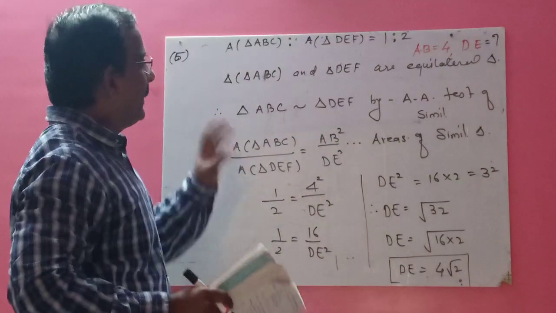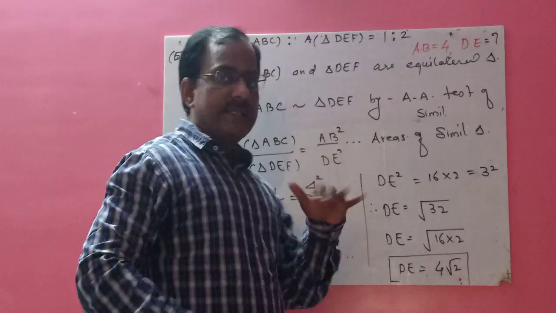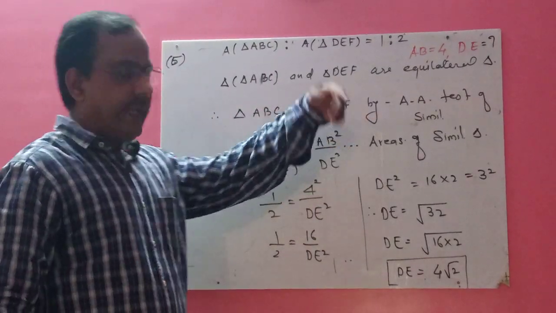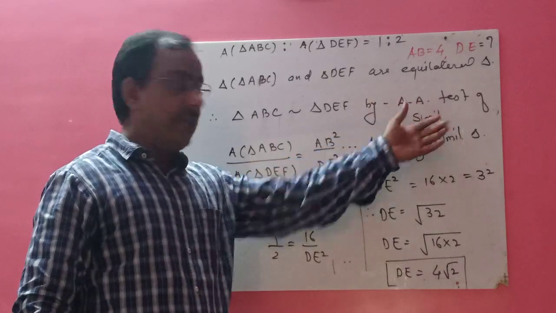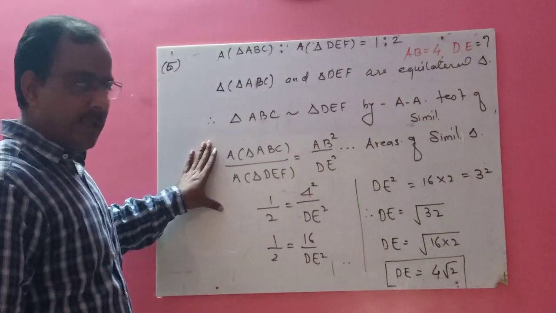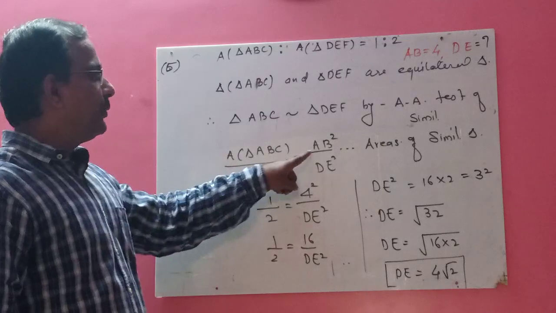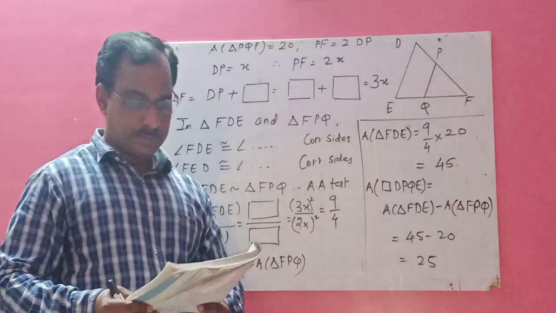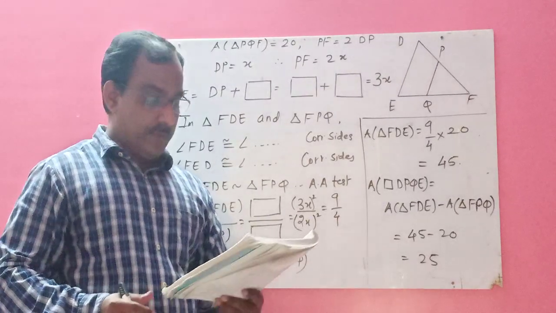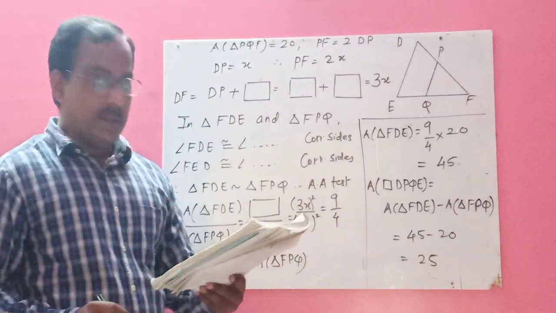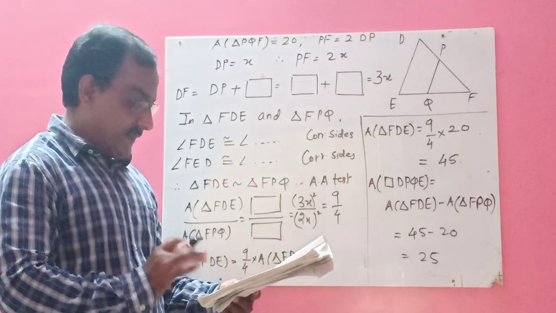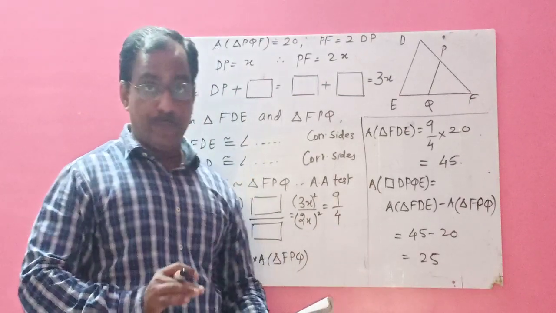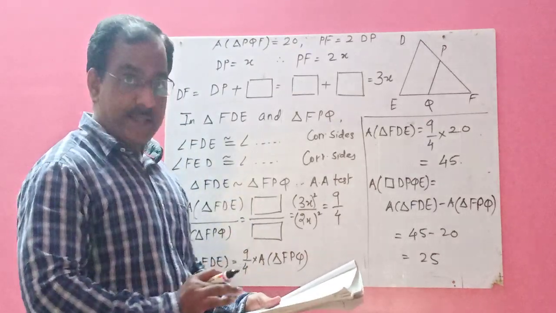Okay, so keep in mind that if the triangles are equilateral, they are always similar by the AAA test of similarity. Then use the theorem that the ratio of the areas is equal to the square of the corresponding sides. 1:2 is given and you will get your answer. So children, last sum. Just see that this is an activity based question, but it can be asked for 4 marks. Important sum.